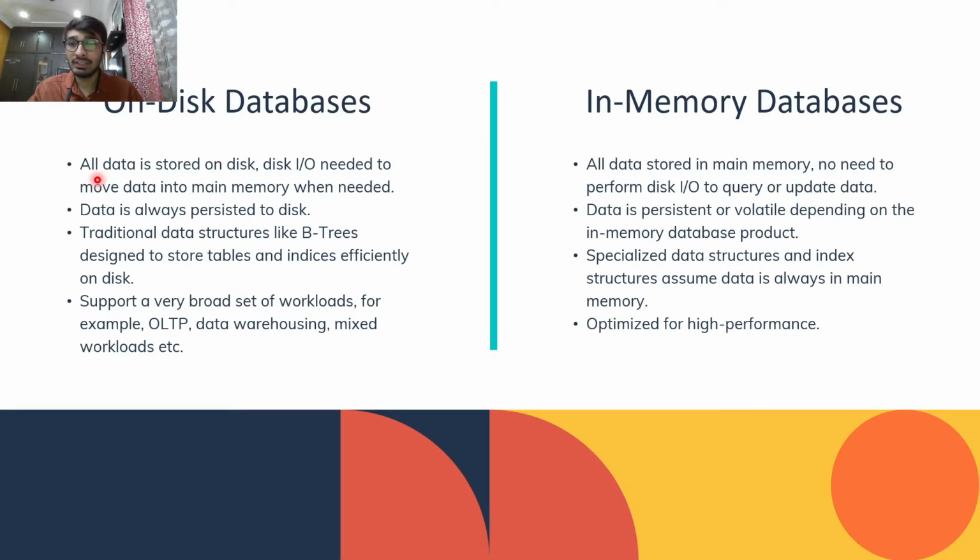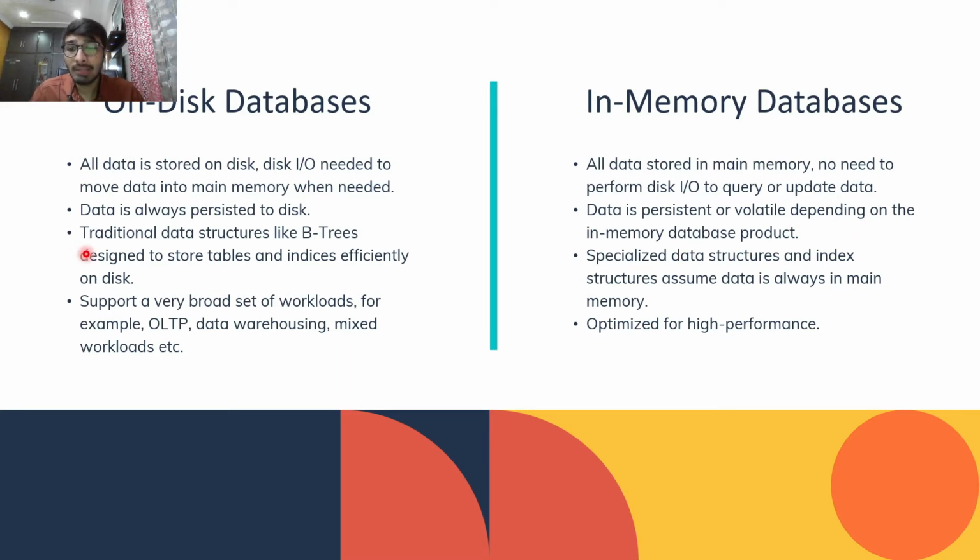As we know that in the case of on-disk databases, all the data is stored on the disk and the disk input-output is needed to transfer the data. Whereas in the case of in-memory databases, all the data is stored in the main memory. So no need to perform disk input-output to query or update data. In case of on-disk databases, the data is always persisted to the disk. This means that the data cannot be lost in case of an accident. Whereas in IMDb, data is persistent or volatile, depending on the IMDb product.